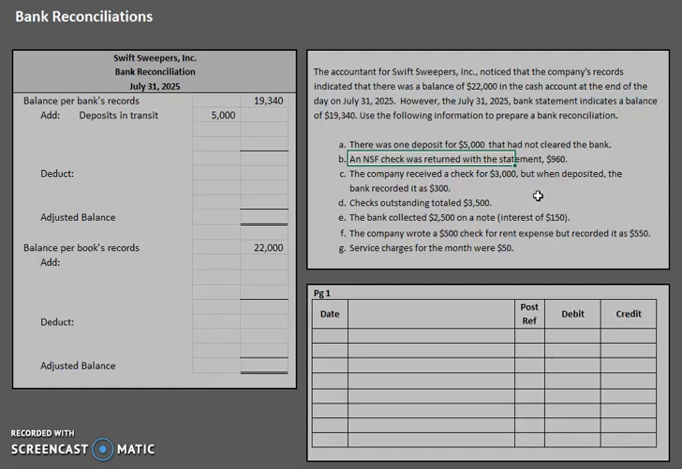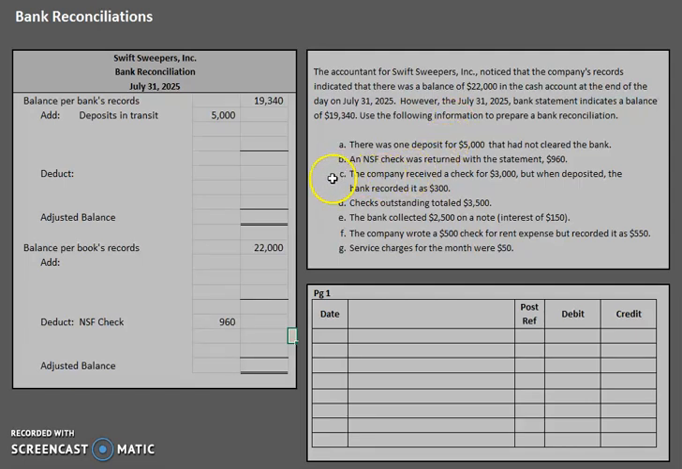So let's think about what happened. When we originally received this $960 check, we would have increased our cash. Cash would have gone up. So now that they return it and say, actually, you don't have that cash, what do we have to do? We have to change our records by deducting that NSF check. So let's deduct NSF check for $960.